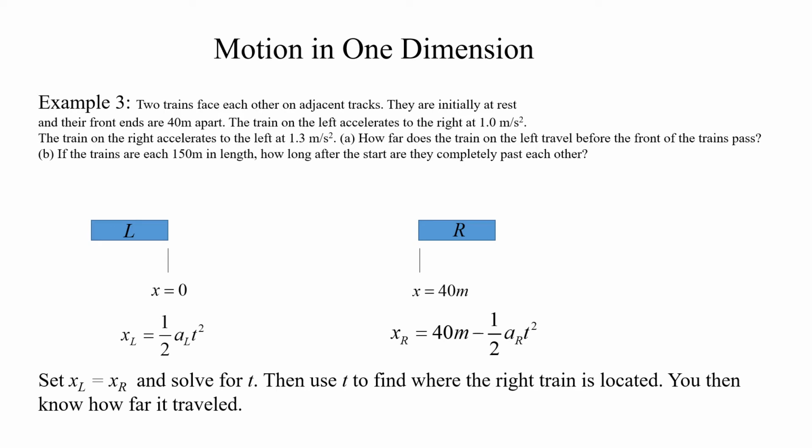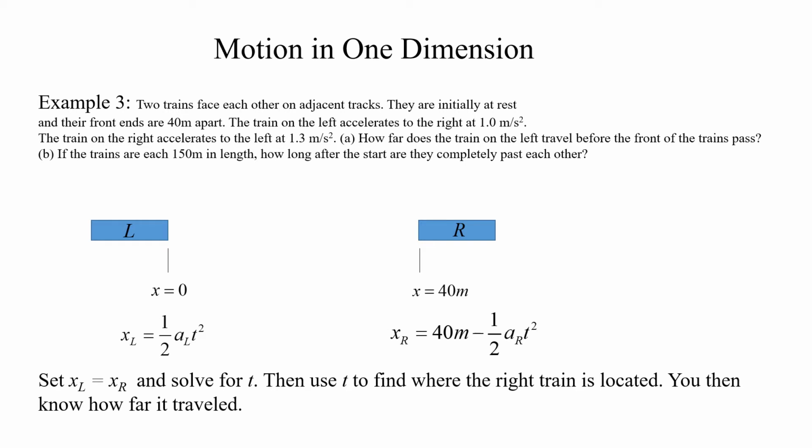Then I have the equation of motion for the train on the left. It's starting from rest, so initial velocity is 0, its initial position is 0, so the position as a function of time is just the acceleration term, 1/2 at squared. Now for the train on the right, its initial position is 40 meters, its initial velocity is 0, so I don't have a vt term, and for its acceleration I got negative 1/2 at squared.